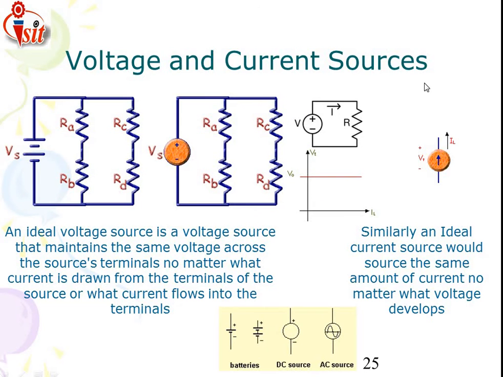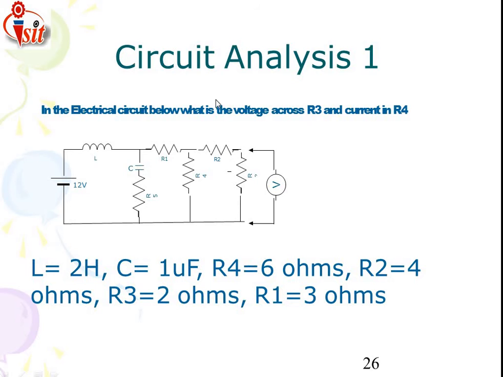Then voltage and current sources are shown over here. This is an ideal voltage source, a voltage source that maintains the same voltage across the source terminals no matter what current is drawn from the terminal of the source or what current flows into the terminal. Along with this, similarly, an ideal current source would source the same amount of current no matter what voltage develops. Like this is circuit analysis 1.